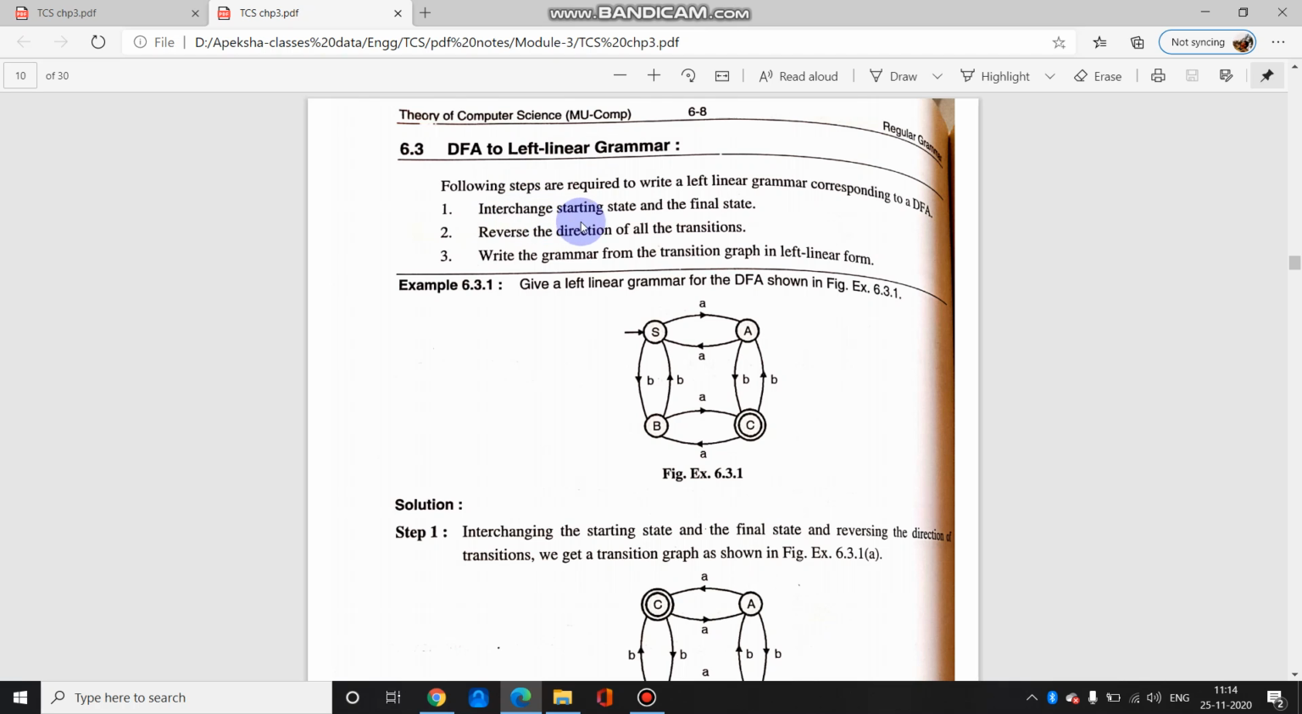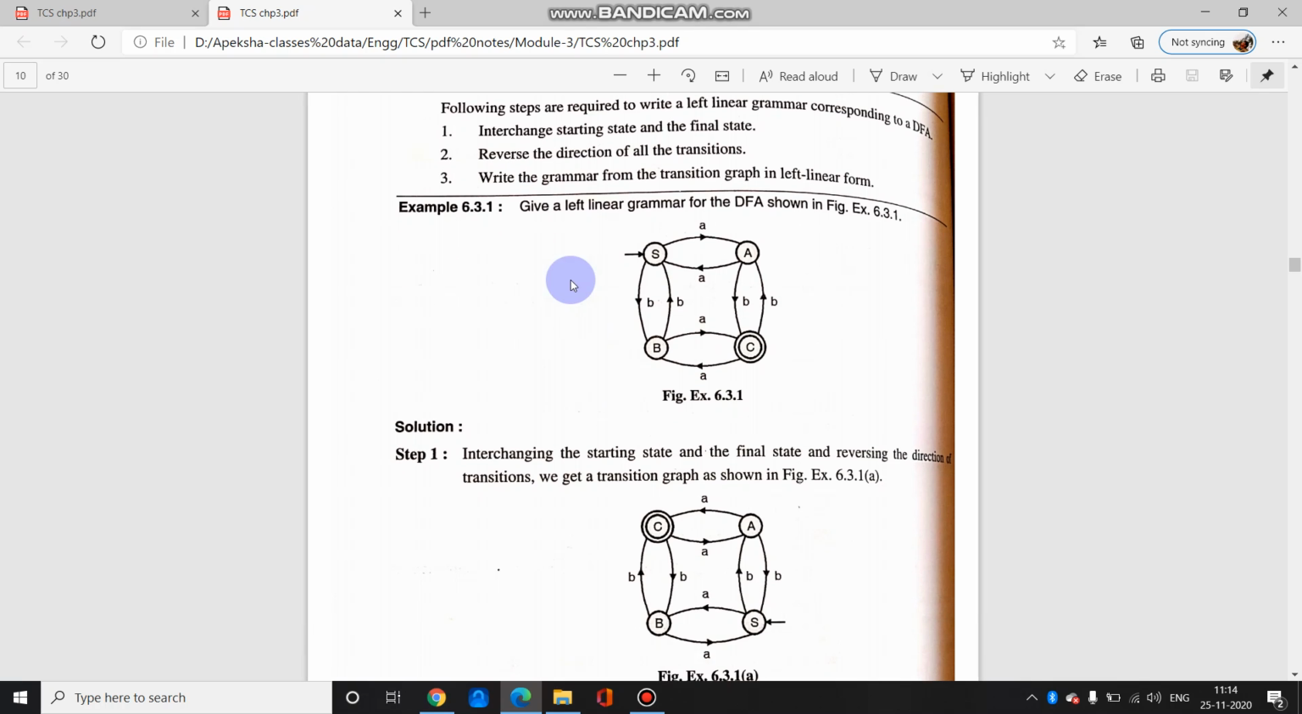First, interchange the starting state and the final state, that is, you will swap the positions of the start state and final state. Second, reverse the direction of all the transitions. Third, write the grammar from the transitions in the left linear form. So these three are the steps required. Let us see that with the help of an example.